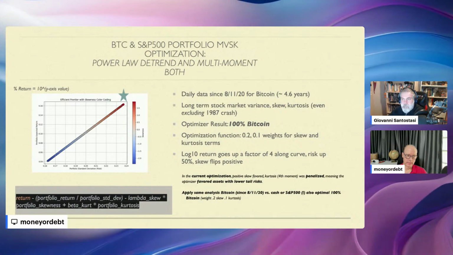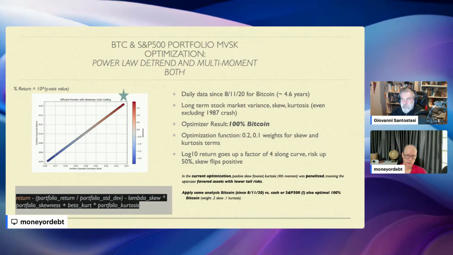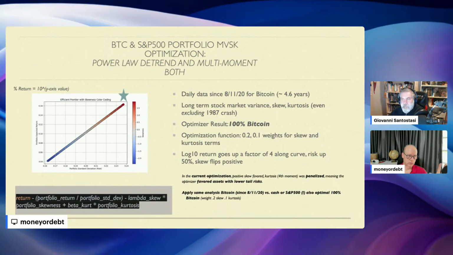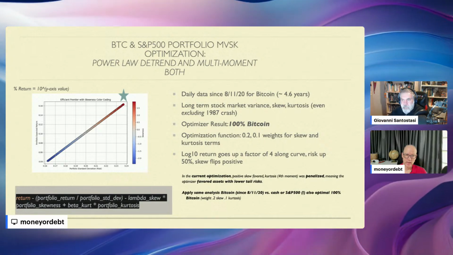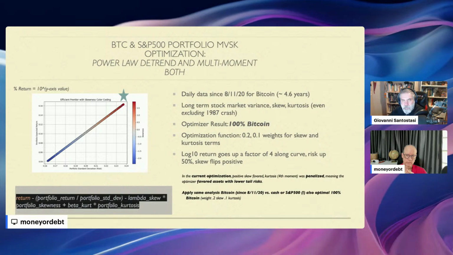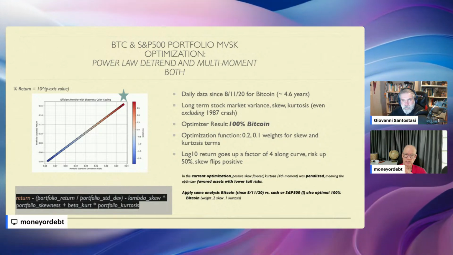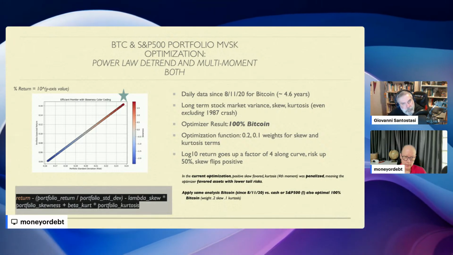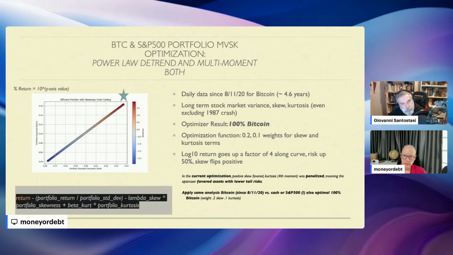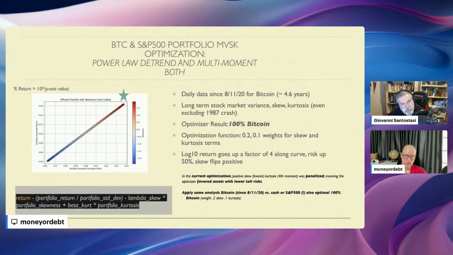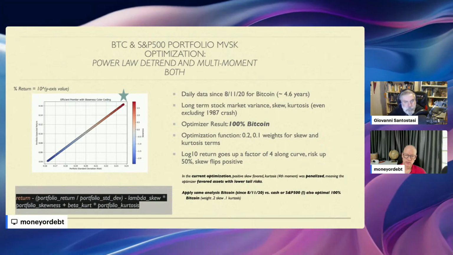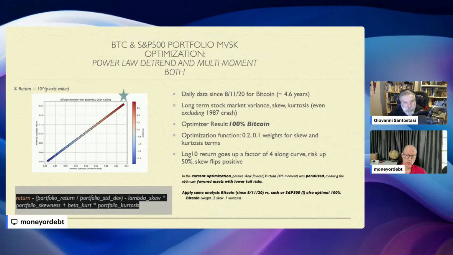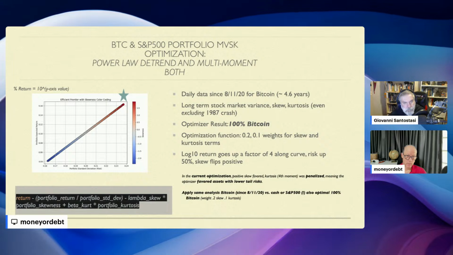And then the appropriate skew and kurtosis. And you feed it through the optimizer with the same weights, and you end up with 100% Bitcoin. Now we can go look on the slide and see how you interpret that. The log 10 return increases from 0.04 in the lower left, which would be a pure stock portfolio, up to 0.16 in the upper right, expected daily return, with a pure Bitcoin portfolio.